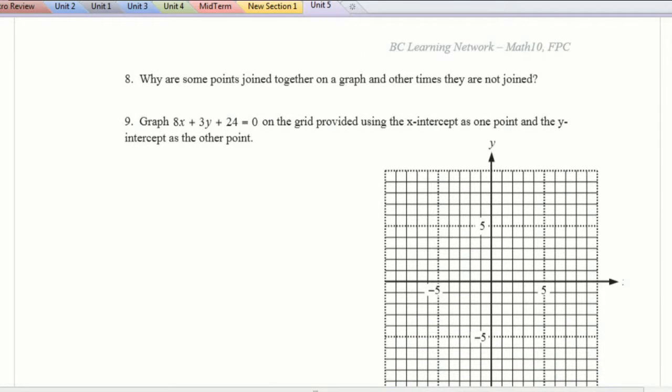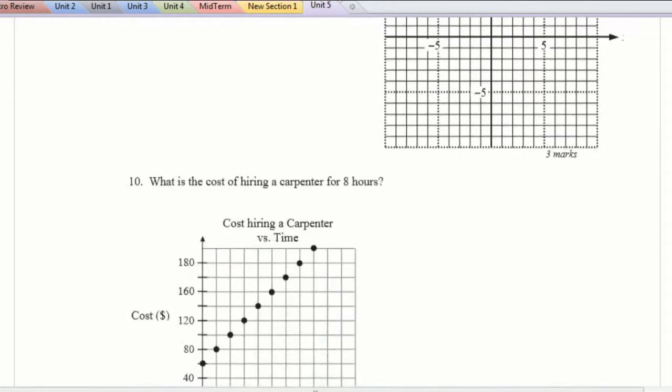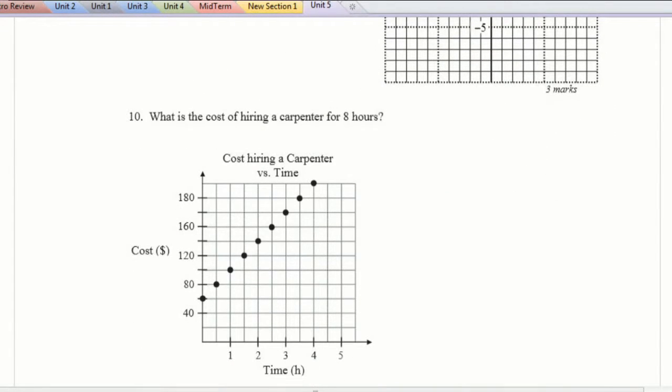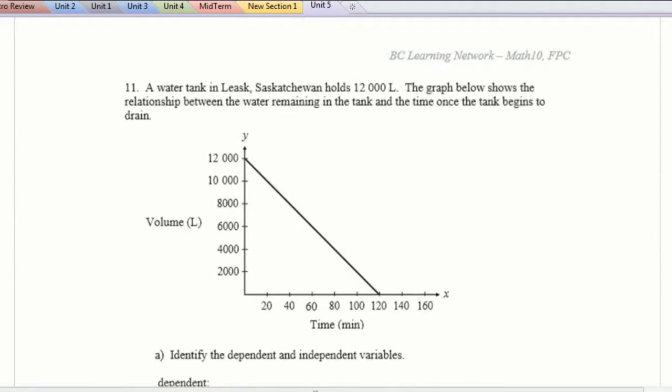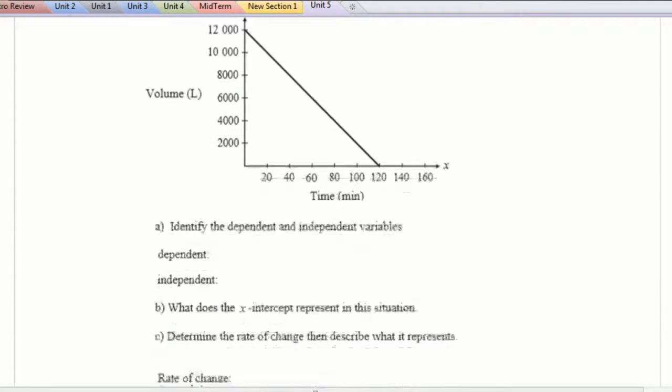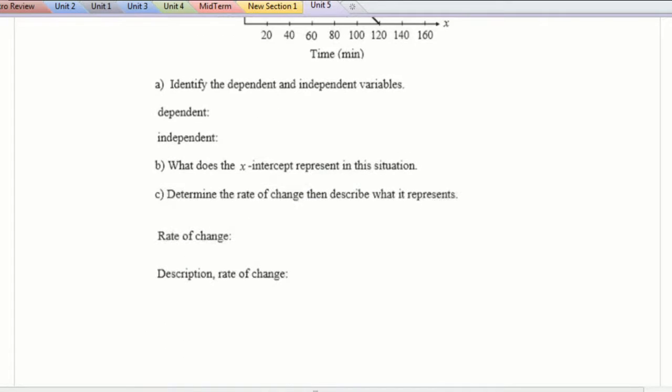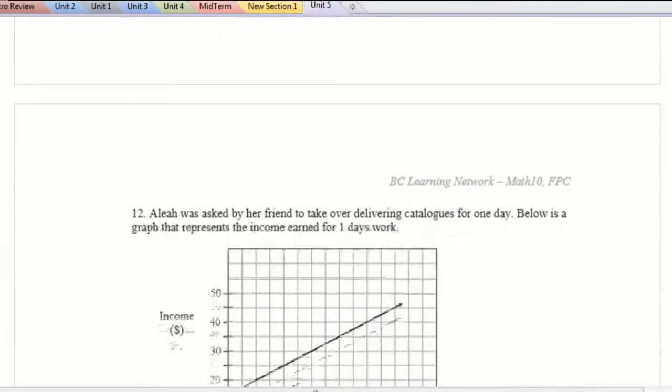Graph on the grid provided using the x and y intercept. That's pretty good. What's the cost of hiring a carpenter for 8 hours? Water tank, 12,000 liters. Identify the dependent, independent, x-intercept, y-intercept, rate of change.